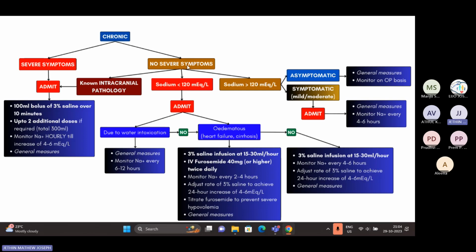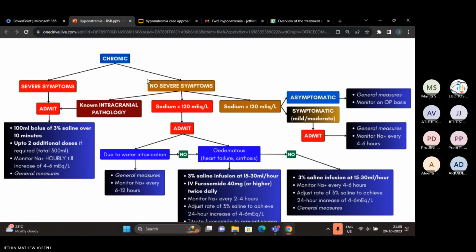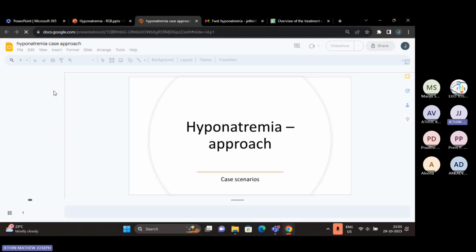and follow general measures. If the patient does not have severe symptoms, but sodium is more than 120 in chronic hyponatremia, if it's asymptomatic, you can monitor the patient on an OP basis and recommend general measures. If it's symptomatic, that is, there are mild or moderate symptoms, you can admit the patient and monitor. So that brings us to the end of management.